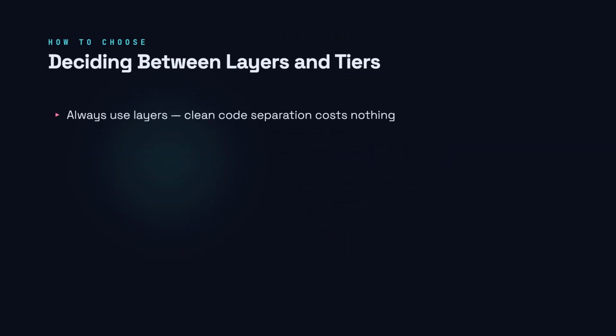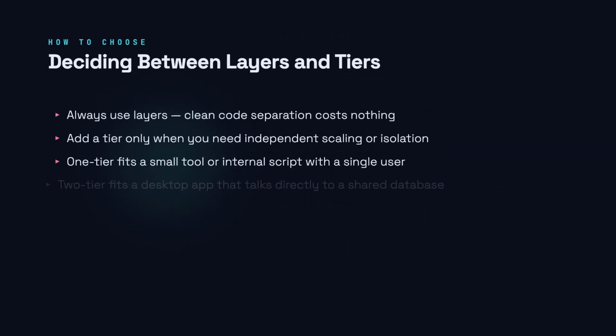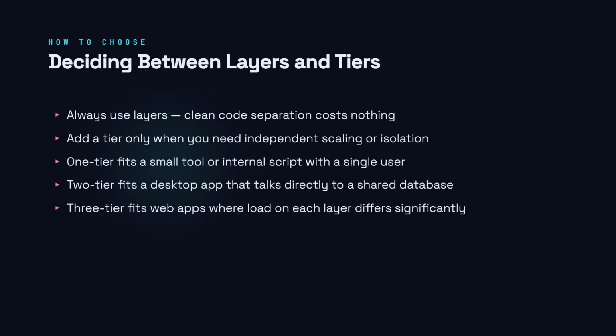Layers are free. Always separate your code into clear responsibilities. Tiers, however, carry a real cost in latency and infrastructure, so introduce them only when you have a concrete reason. Ask yourself, do different parts of my system need to scale at different rates? Does security require isolation between components? If yes, add a tier. If not, stay on fewer tiers. You can always keep three layers running happily on a single tier.